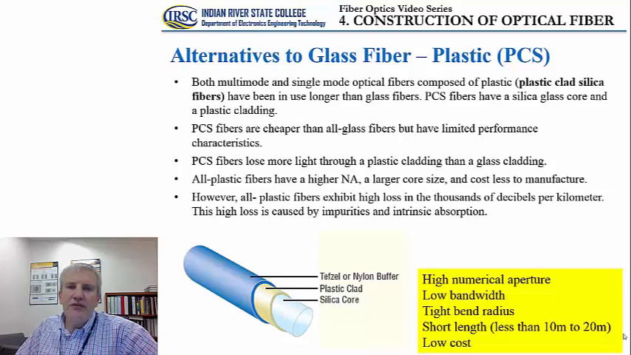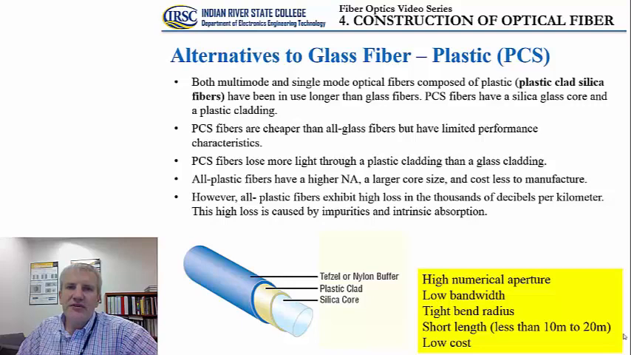What are other important properties or characteristics of plastic-based or so-called plastic-clad silica fibers? It's obviously higher numerical aperture because the size of the core is larger, it's low bandwidth, it's a very tight bend radius, and it's short length. That's where these types of optical fibers are being used, so less than 10 to 20 meters or just a few feet, but the advantage of these types of fibers is the low cost.